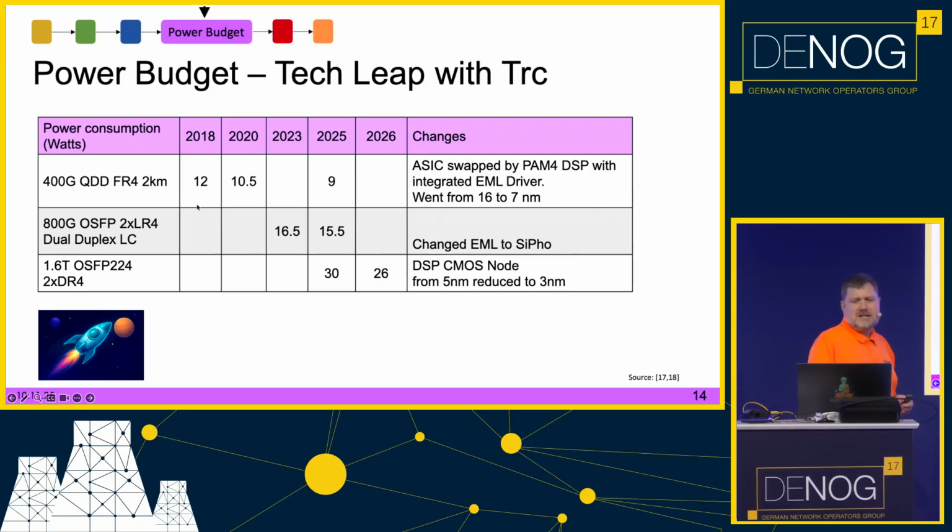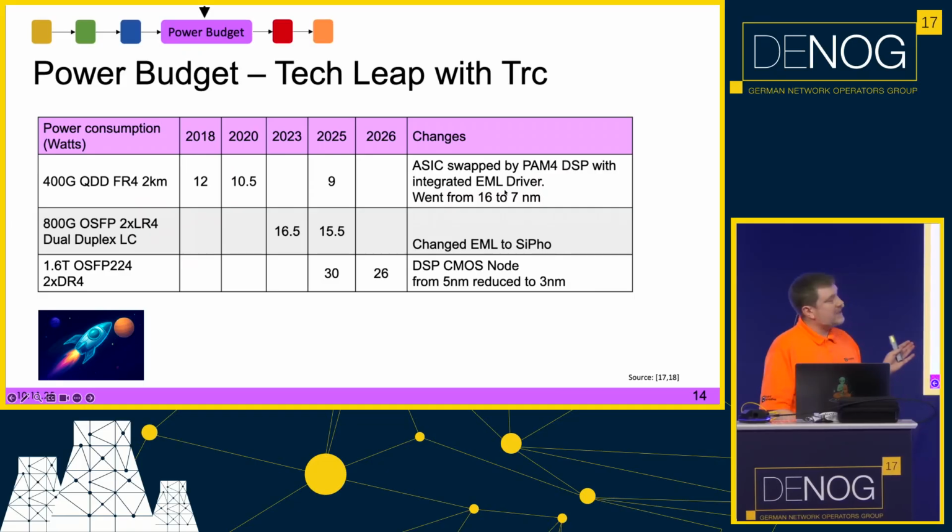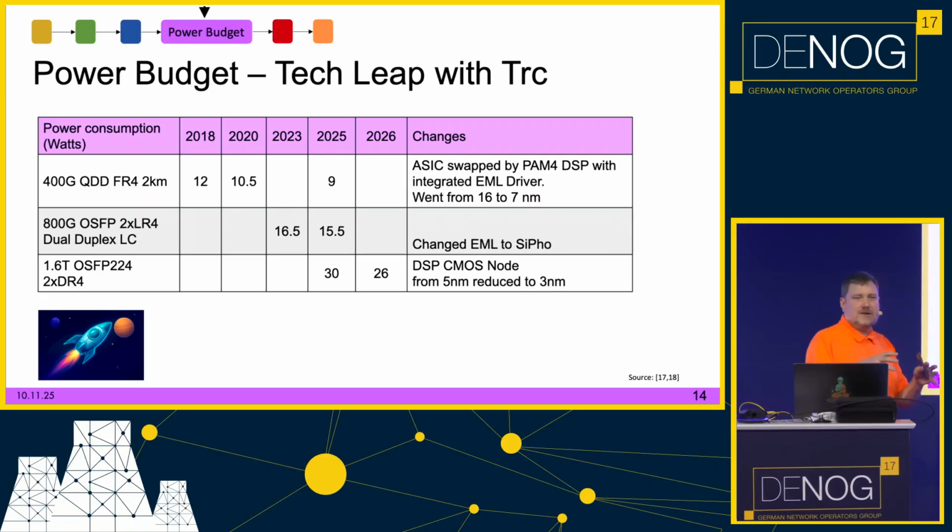For example, the 400G that was first published in 2018 consumed 12 watts. But over the years, there were leaps to the next generation. For example, the ASIC that was inside was swapped out by a PAM4 DSP controller with an integrated electro-absorption modulated laser driver. So what manufacturers are doing here is bringing laser and electrical components together, swapping out by optical components. If you can do more on the optical side, you can save a lot of energy. That helps. And of course, manufacturing technology, going down in nanometers, as you can see here.